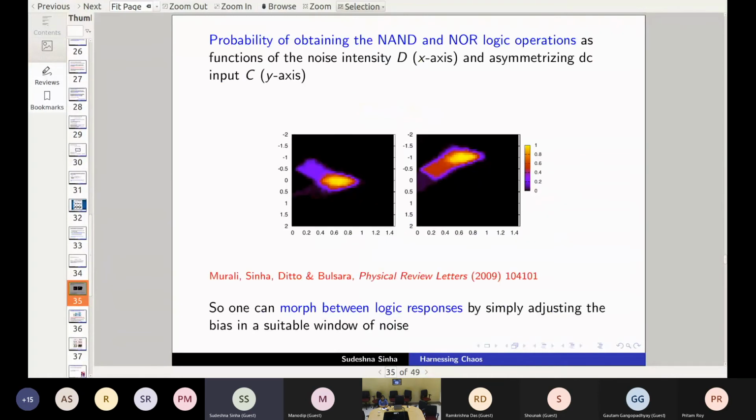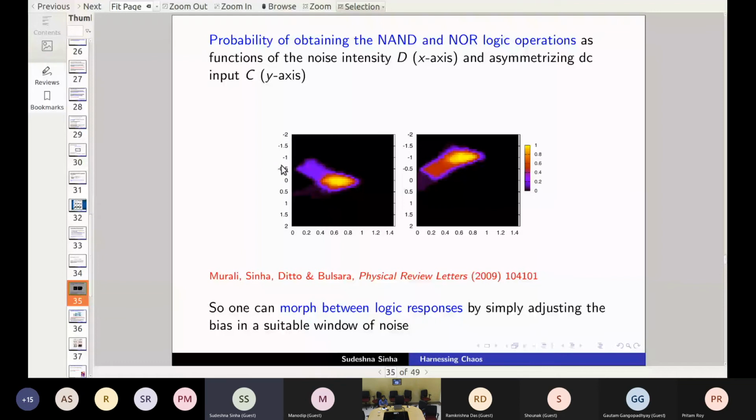These two pictures took me forever to calculate, because each point here is a probability measure over hundreds and hundreds of runs from all kinds of random streams of inputs, just to see that the probability of obtaining the logic operations is indeed close to 1. Because unless it's close to 1, no one would like to touch it. So these bright spots in here are 1. That's a very nice operational regime. And the thing is, it's quite wide, it's not so bad.